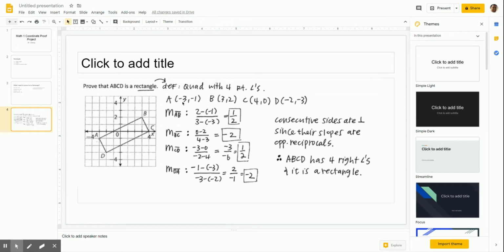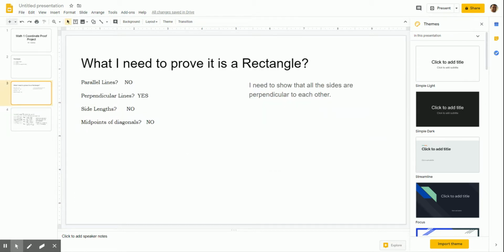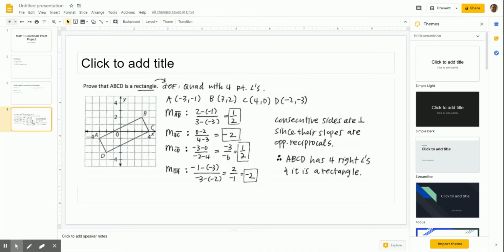Okay. And finally, the last thing you're going to do is give me an example of your own. So you're going to have a graph with four points. You tell me what the points are, and you're going to draw them, and you're actually going to show me the work. Because we talked about how you need to show that all the sides are perpendicular to each other, you're going to have to show that all of these lines are perpendicular to each other.